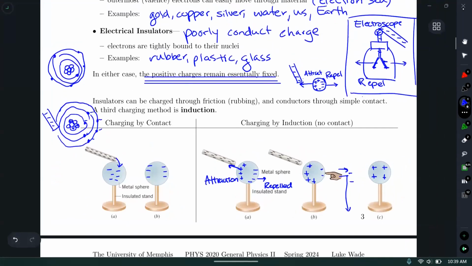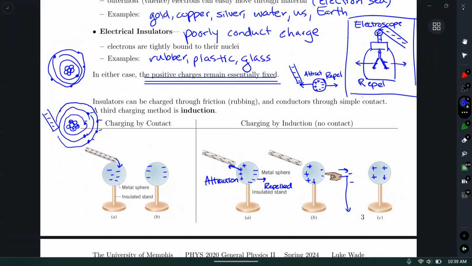Okay. Does that make sense? Yes. Okay. Like I said, very subtle, atomic level stuff, but it is the same sort of process, just on a much smaller scale.